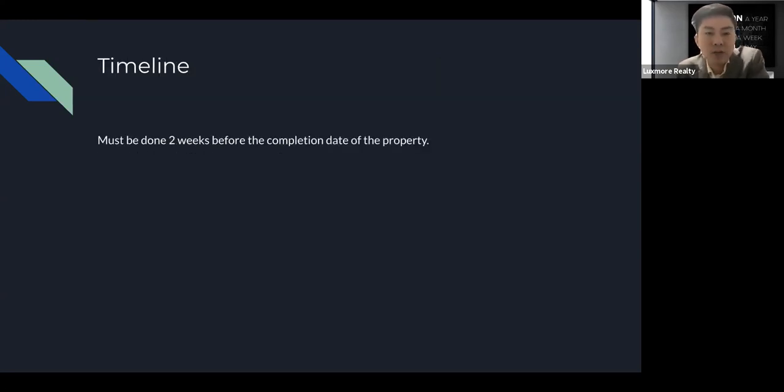The timeline would be at least 2 weeks before the completion, because 2 weeks is normally what the lawyers need to complete the paperwork. And also you have to get a mortgage ready 2 weeks before the completion date.